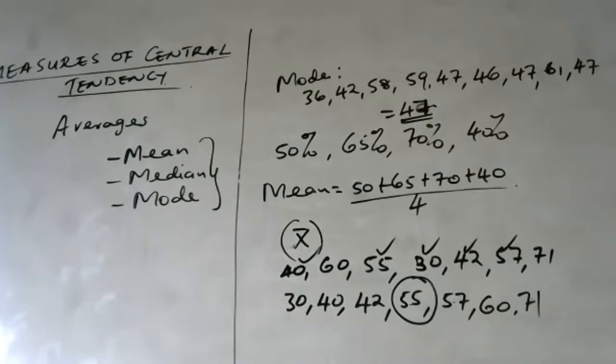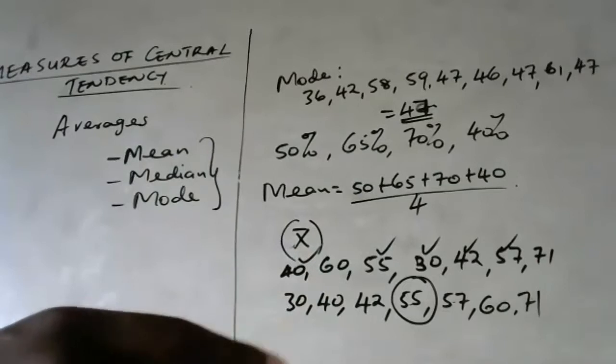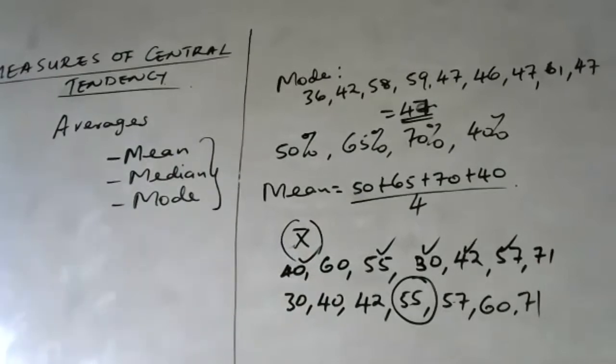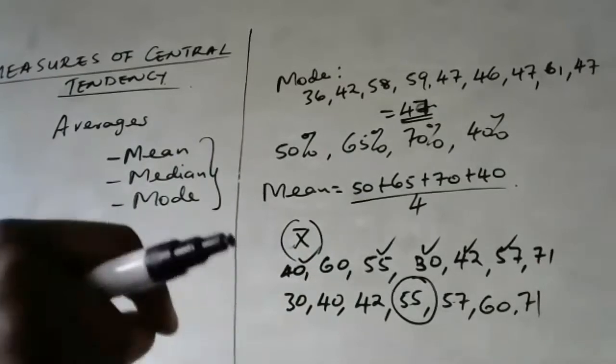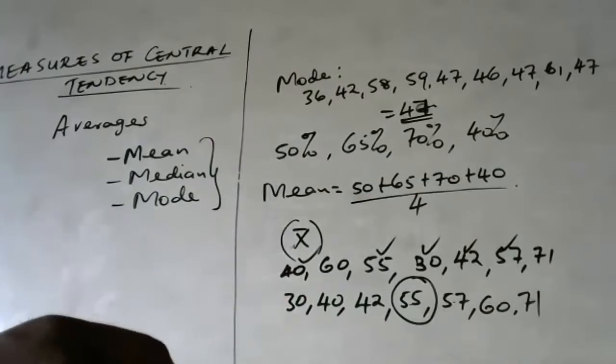So you need to know that the measures of central tendency are 3. And these measures of central tendency are simply those single values.